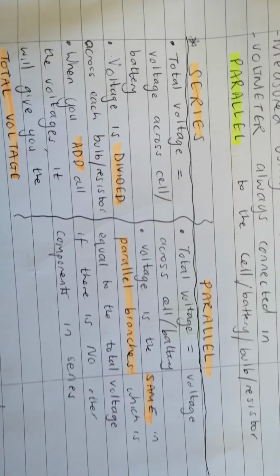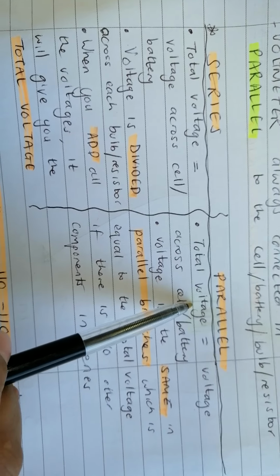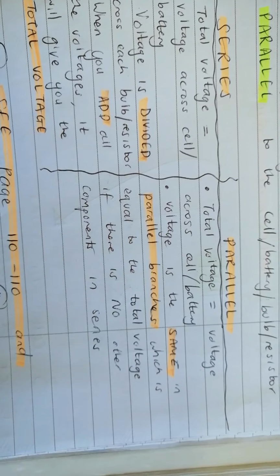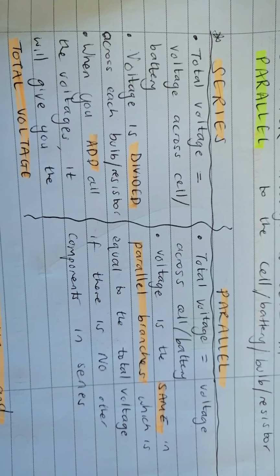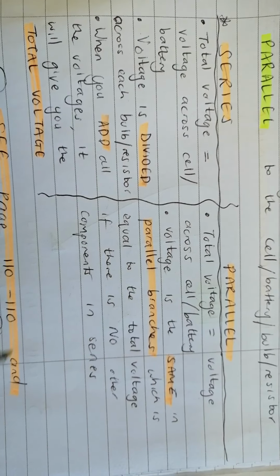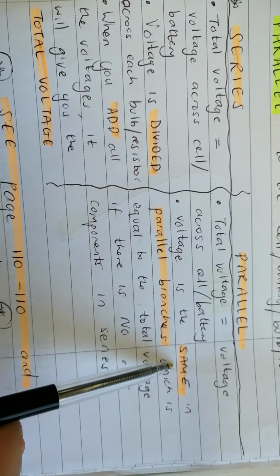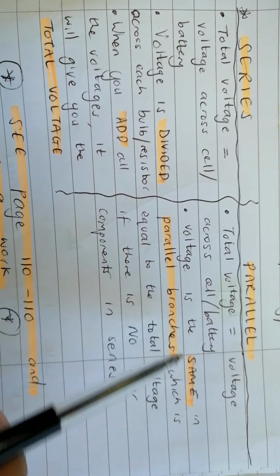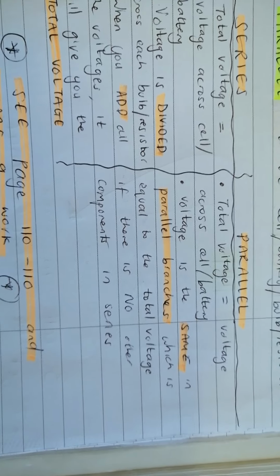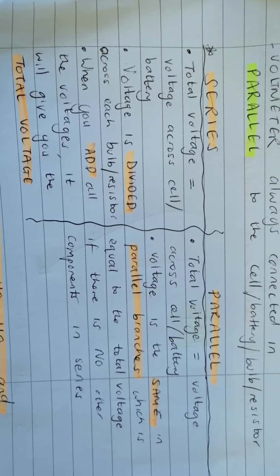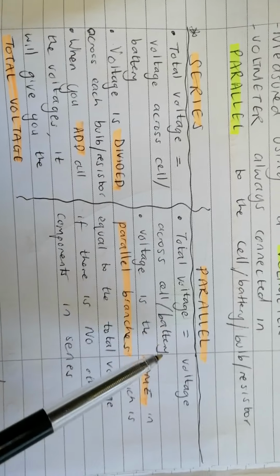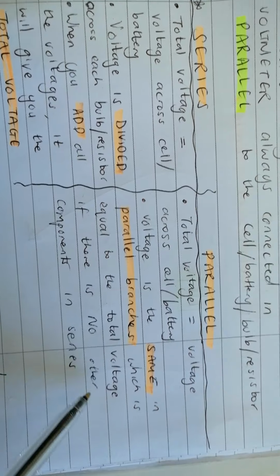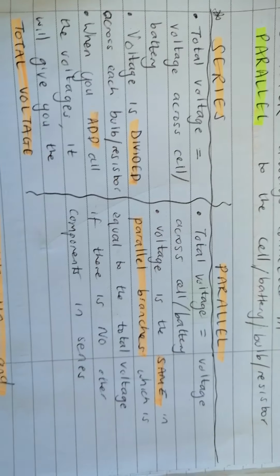Right, let's move on to a parallel circuit. Now for a parallel circuit, the same thing applies with total voltage. It's still the voltage across the cell or battery, but the opposite to a series circuit, in a parallel circuit, voltage is actually the same or equal in all of the parallel branches if there is nothing else in series. So in a series circuit, voltage is divided, but in a parallel circuit, voltage is actually the same or equal everywhere where it's a parallel branch.